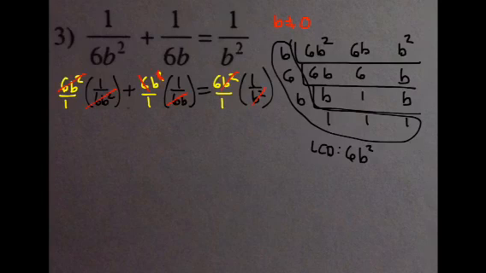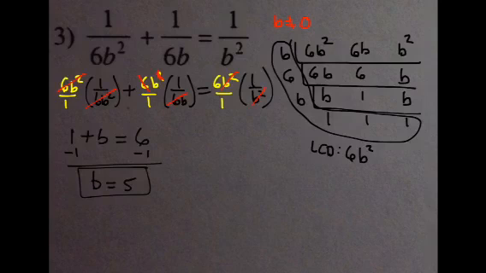Okay, so now we're just going to simplify. So the first term, I'm left with 1. The second one, just b. And then on the right side, just 6. So I'm going to subtract 1. b equals 5. And again, 5's okay because it's not 0, right? The excluded value for this problem is 0, so 5's fine.